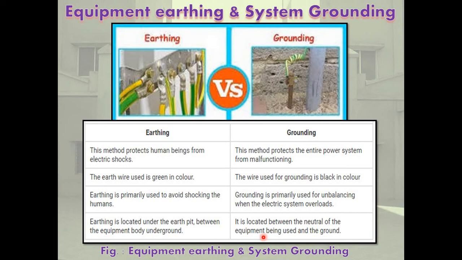Neutral earthing is essential for the star point at any voltage level of a three-phase AC system. In a voltage transformer, the star point of the VT secondary circuit. In a current transformer, the star point of the CT secondary circuit.